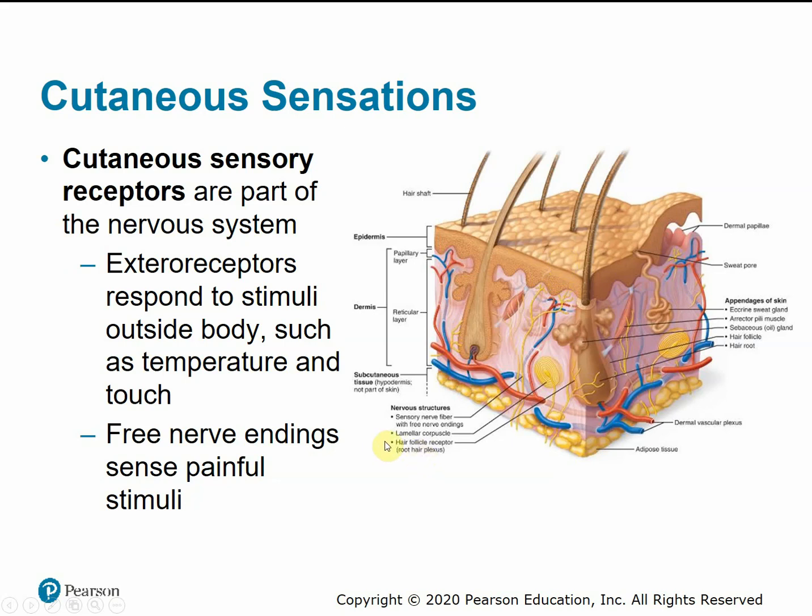So there are a few different types of these cutaneous receptors in the skin. So your exteroreceptors are going to respond to any stimuli outside the body. So we have temperature receptors, we have touch receptors, we have pressure receptors, and we have pain receptors. So we'll get into looking at all the different types of sensory receptors when we get to the nervous system chapter.